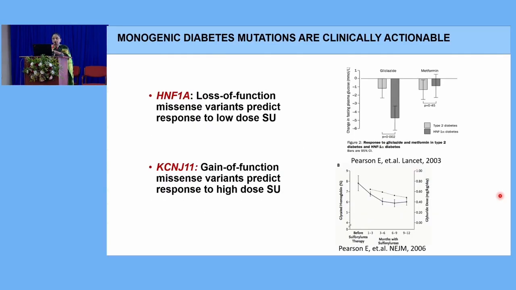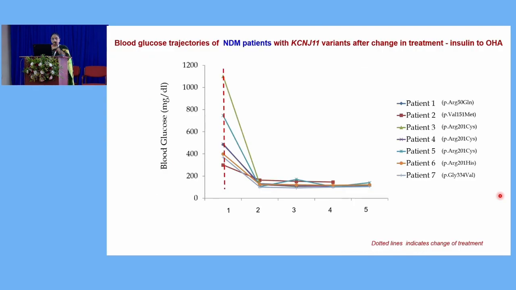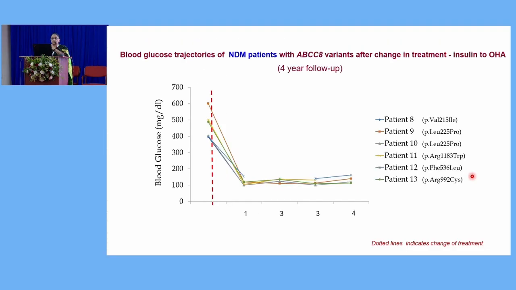So again, coming to the clinical actionability, KCNJ11 again had this gain of function missense variant, predicting response to high dose sulfonylurea. Again, that was shown by Ewan Pearson. It can also be seen in our case where we have very nice, lovely trajectories in KCNJ11 mutation for the 5 years. You can see the graph as well as the mutants. It continues to be, and there has not been a single failure in NDM after shifting to sulfonylurea based on genetic analysis. That I can vouch for from what we have done.